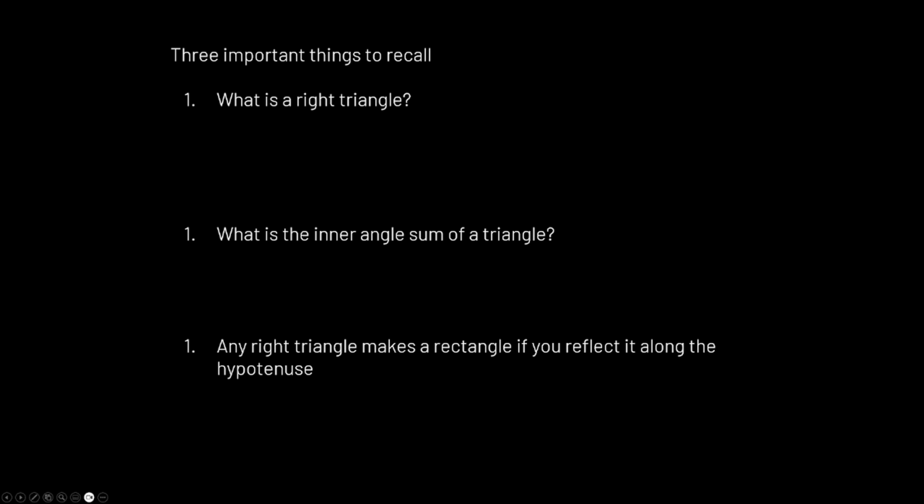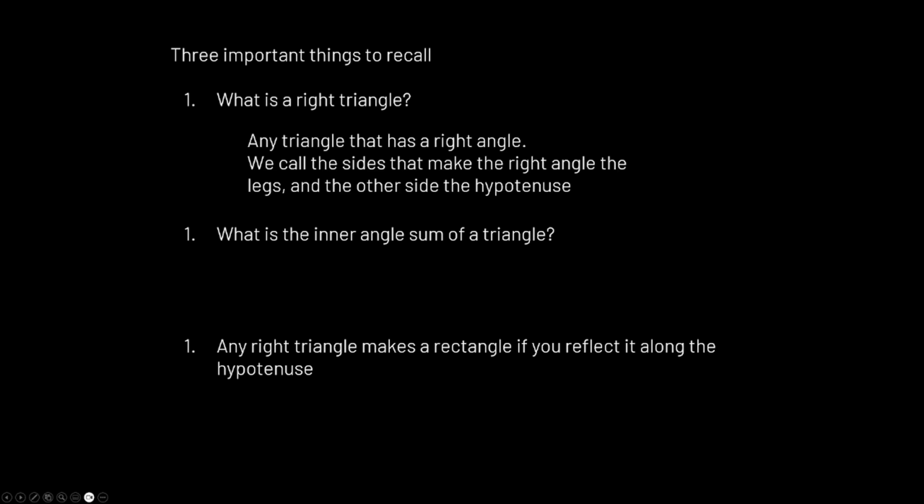First of all, what's a right triangle? A right triangle is any triangle with a right angle. That means it's got a 90-degree angle, one of those perfect corners. We call the sides that make up the right angle the legs, and we call the other side the hypotenuse.